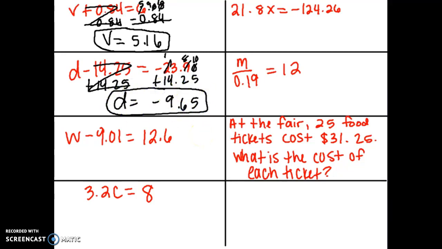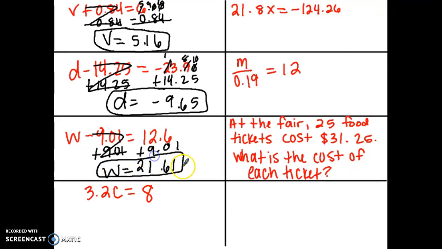W minus 9 and 100ths equals 12 and 6 tenths. My variable is W. I'm subtracting 9 and 100ths from W. So the inverse operation is to add. That leaves me with W on the left side. What I do on one side, I have to do on the other. 12 and 6 tenths plus 9 and 100ths is 21 and 61 hundredths.